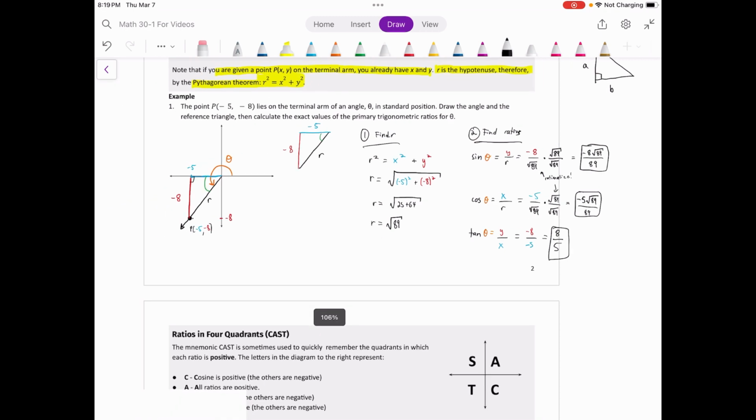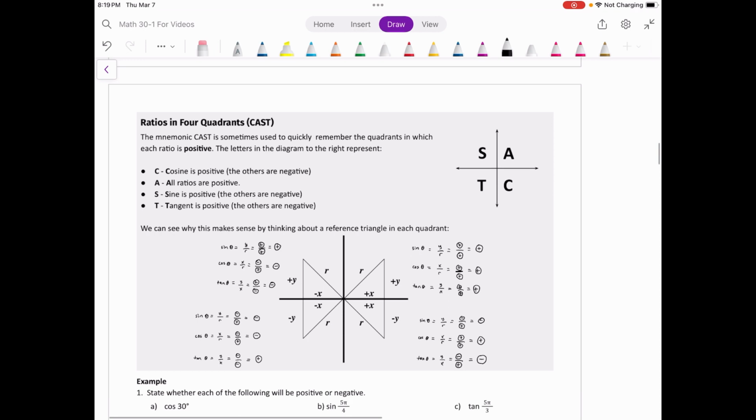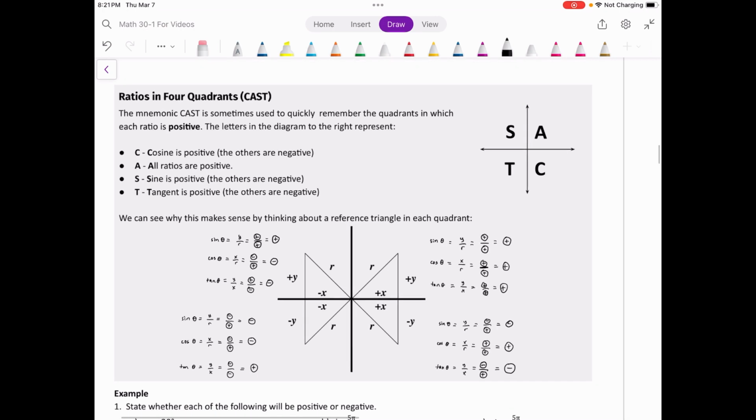Okay, so let's remind ourselves now, another little Math 20 review here. Let's talk about CAST. Do you remember that saying from Math 20? CAST, right? It's just a little mnemonic that we use to quickly remember the quadrants in which each ratio is positive. But again, like anything in math, it's not just some magic trick, right? It actually makes a lot of sense when you think about where it comes from. So it's good to understand it in case you ever forget it. We can always just come up with it by taking a second to think about it, right?